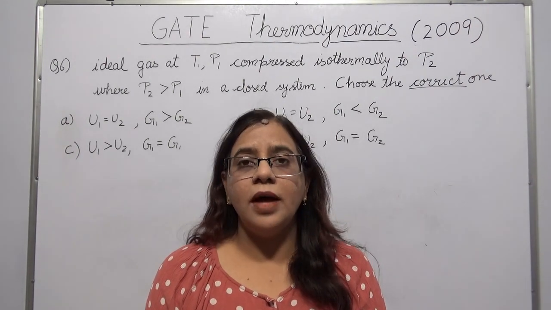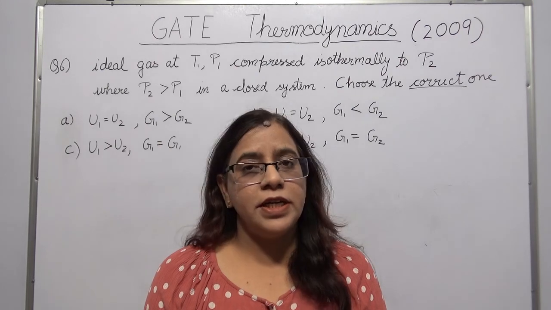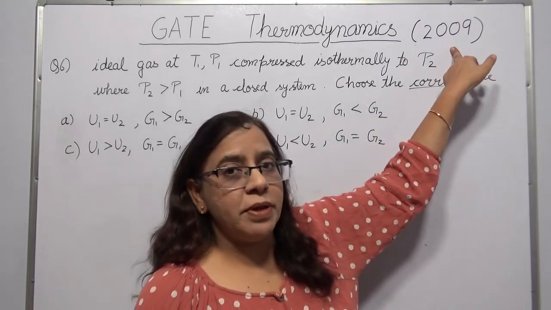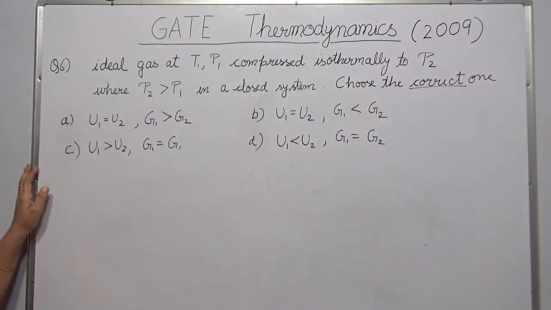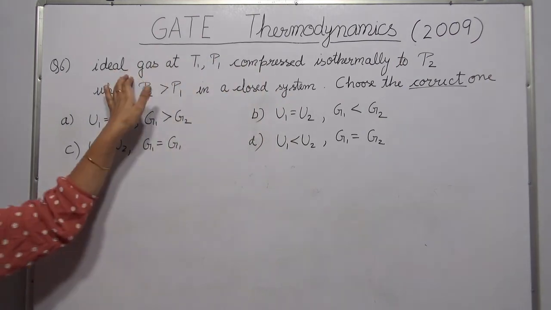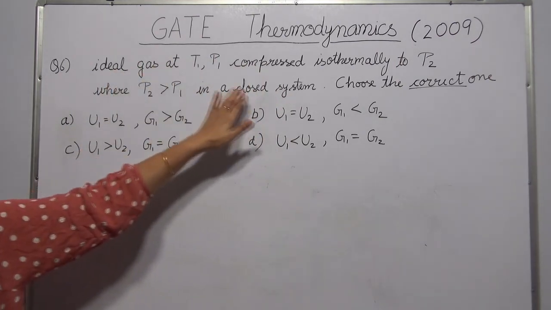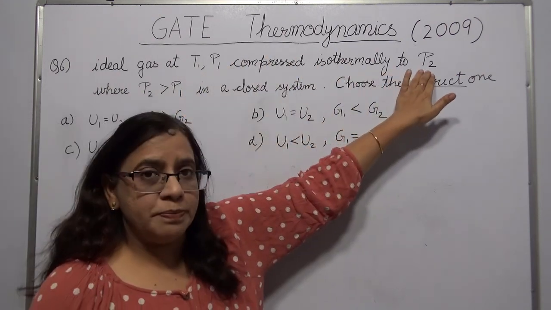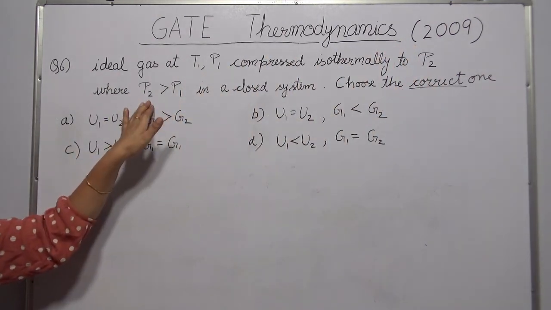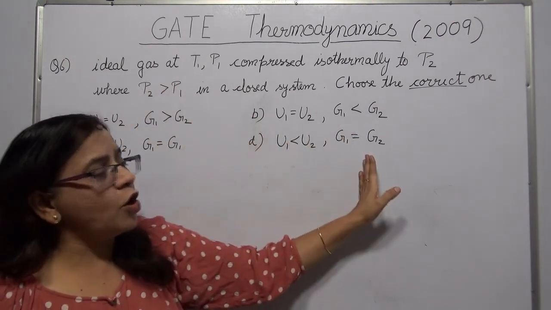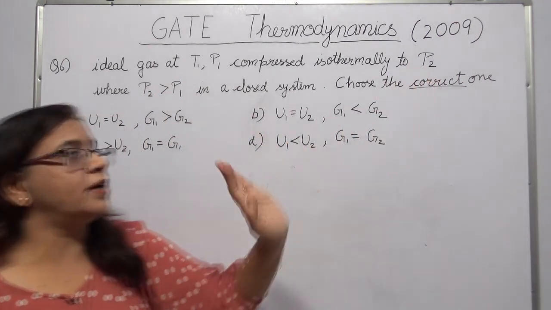In this video, I am going to take problems related to thermodynamics which appeared in the GATE 2009 paper. The first problem talks about isothermal compression of an ideal gas in a closed system from temperature T1 and pressure P1 to a final pressure P2, such that the final pressure P2 is greater than P1. They have given you four options and asked you to choose the correct one.